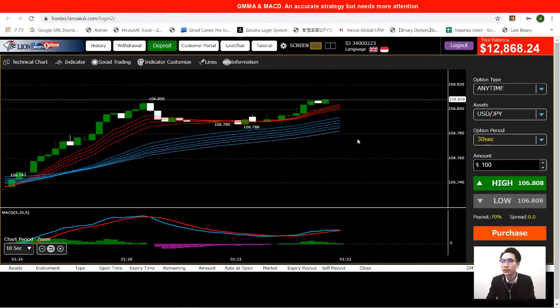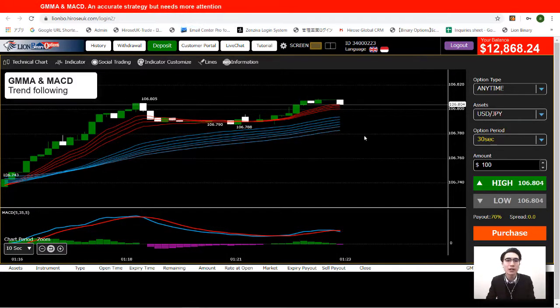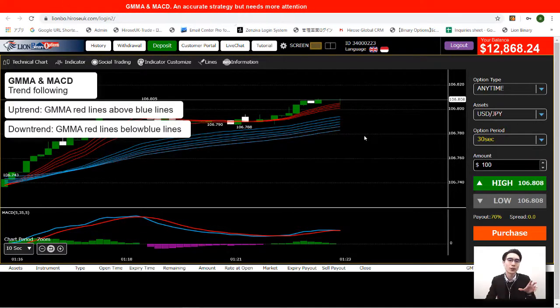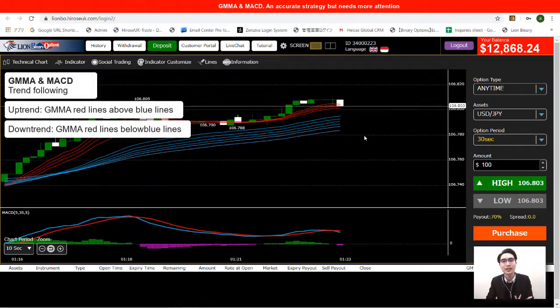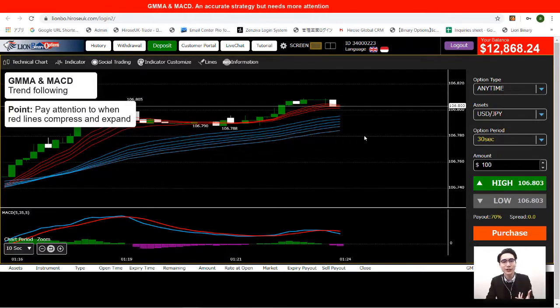The GMMA and MACD strategy is a trend following strategy, meaning that we need to identify a trend. It's pretty simple. We take a look at MACD. If the red lines are above the blue line, then it's an uptrend, or if it is the other way, if the red lines are below the blue lines, then it's a downtrend. After we confirm the trend direction, here is the crucial part.